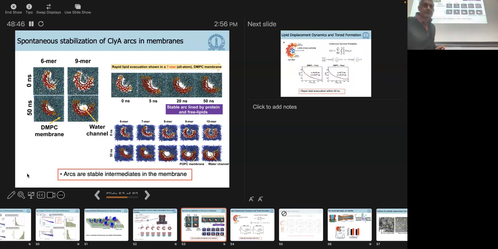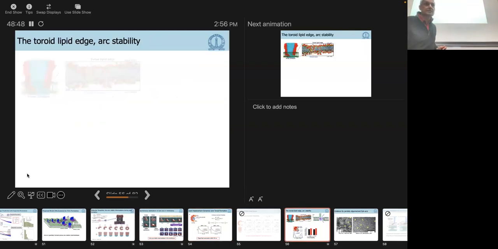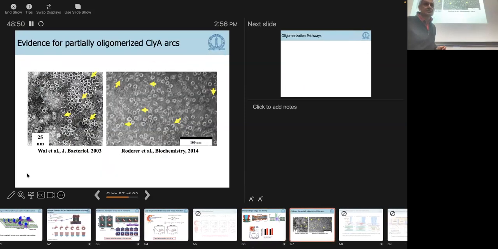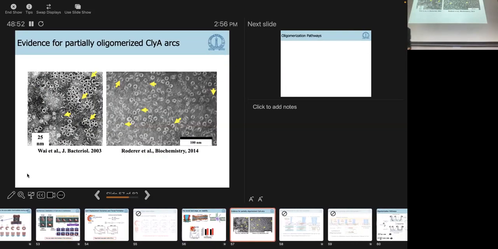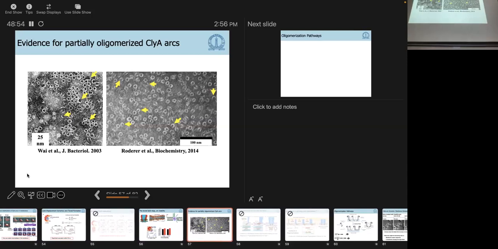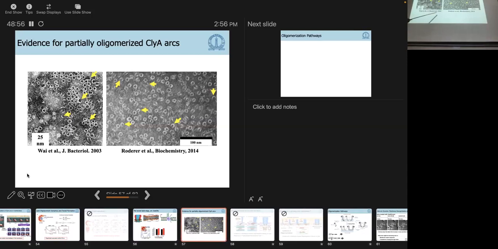And we also looked in the literature. I'll skip all this. We looked in the literature for evidence of this, and we looked at some old micrographs, 2003, 2014, and we find that indeed you see these partially formed states on the surface of the membrane. So clearly, these partially formed oligomers are present, and they are viable intermediates.